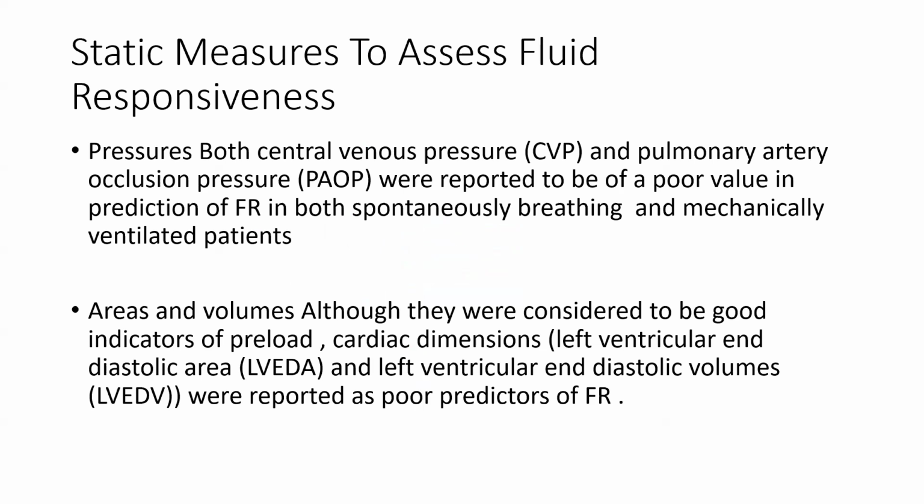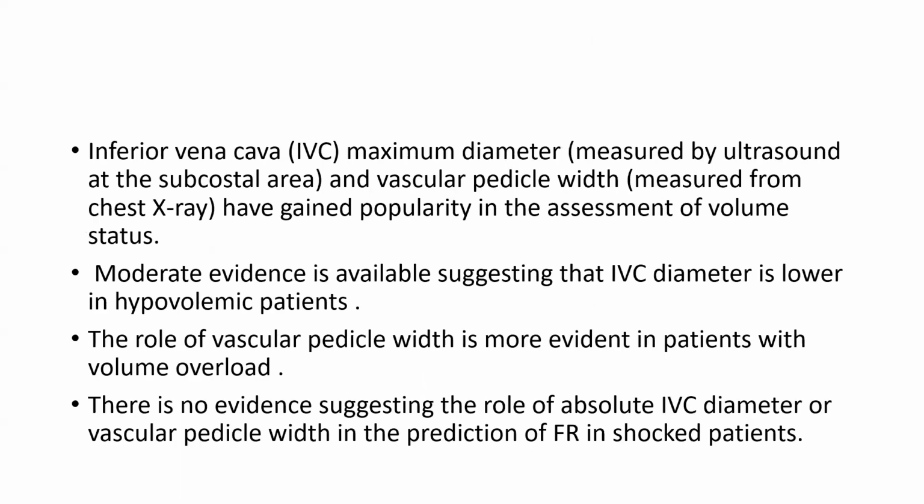Both central venous pressure and pulmonary artery occlusion pressure were reported to be of poor value in the prediction of fluid responsiveness in both spontaneously breathing and mechanically ventilated patients. Areas and volumes, although considered to be good indicators of preload, such as left ventricular end diastolic area and left ventricular end diastolic volume, were reported as poor predictors of fluid responsiveness.